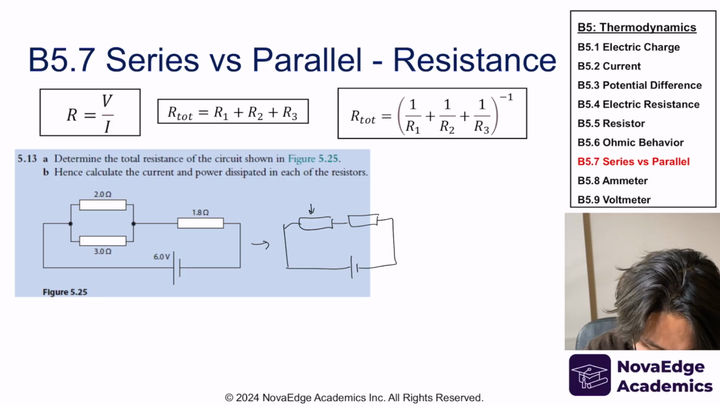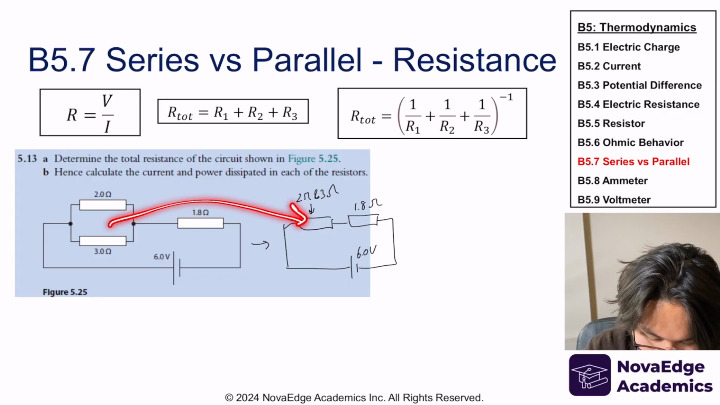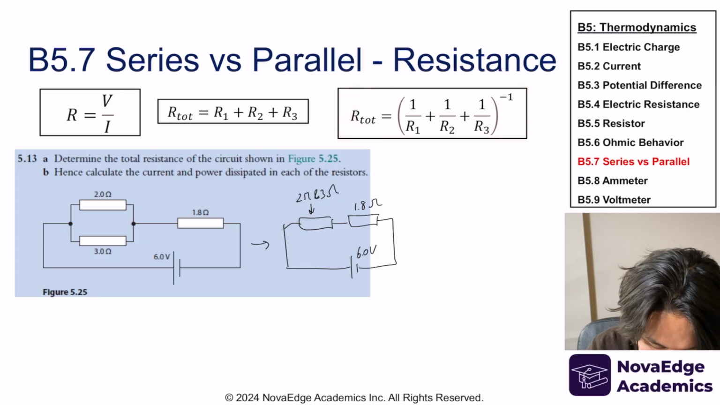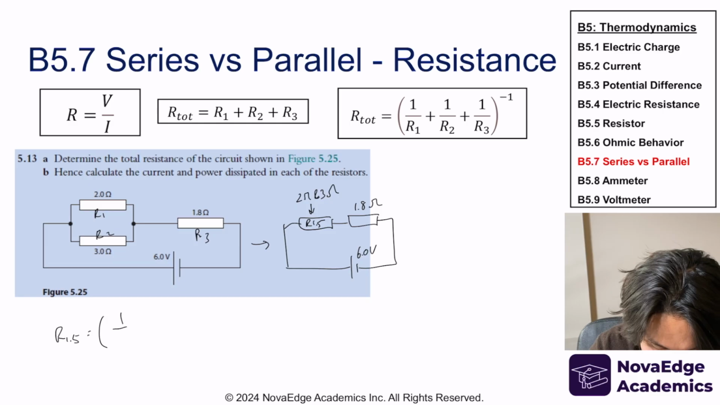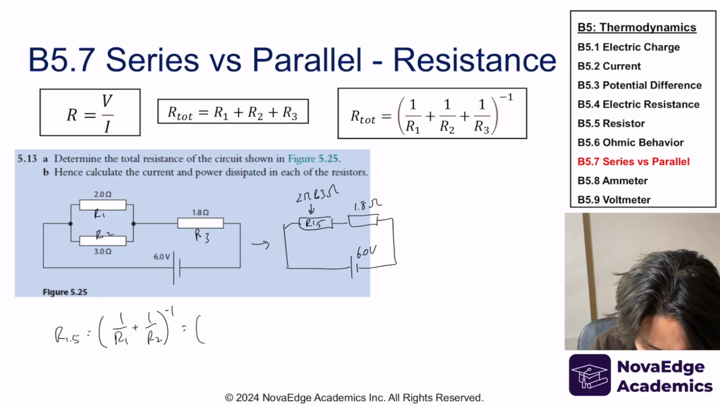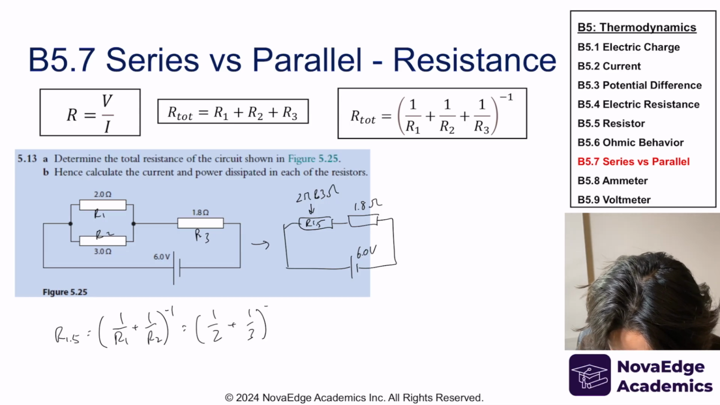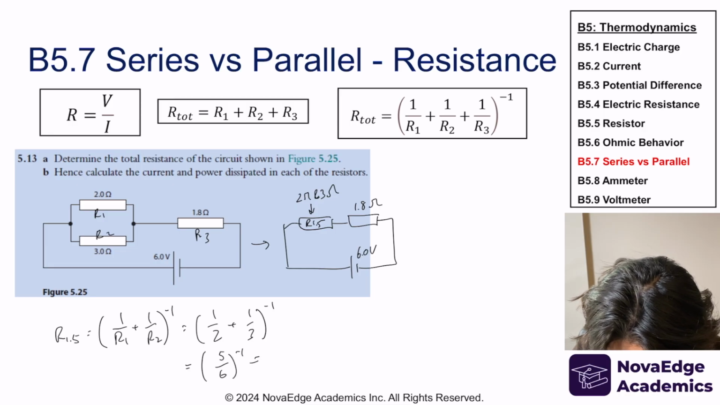So this is a mix of 2 ohms and 3 ohms. This is a 1.8 ohm resistor and this is 6 volts. So how do I combine this? By using this formula. Let me call this R1, R2, R3, and this is R1.5. It's a mix of the two. So R1.5 is equal to (1 over R1 plus 1 over R2) inverse. That's going to be equal to (1 over 2 plus 1 over 3) inverse, which is actually just (5 over 6) inverse, so 6 over 5, which is 1.2 ohms.